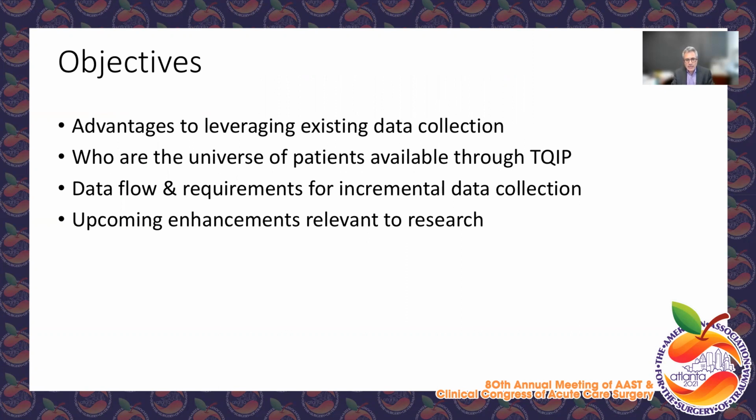I will also give you a sense of the patient populations available for study through TQIP, just in terms of the proportion of patients and the absolute counts of patients who might have hemorrhagic shock or severe TBI. Many people like to focus on very specific patient populations for their studies, and this gives you a sense of actually who's available.